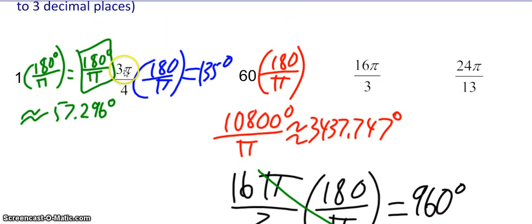And I apologize, I skipped 3 pi fourths. So 3 pi fourths times 180 over pi, similar sort of thing, where this actually just comes out to be an exact value. The pi is reduced, 180 divides by 4, and we just get 135, or I'm sorry, 180 reduces with 4.